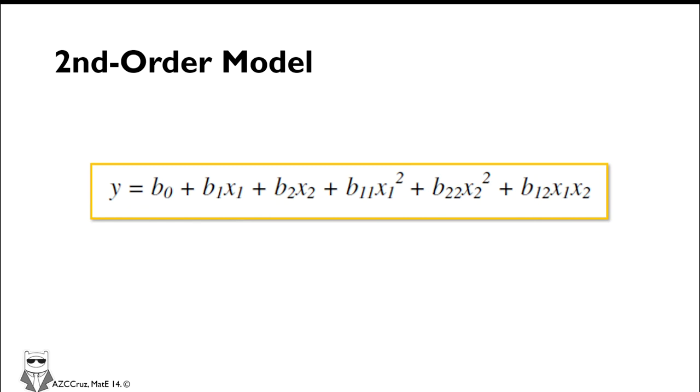Okay? To get this, para makuha natin tong yung B's na to, ito mga different B values, kasi ito lang naman kailangan natin para ma-produce yung second order model, no.